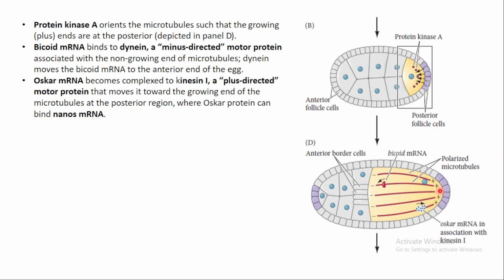This is a very brief, short overview of localization or generation of polarity in the Drosophila egg. I hope it's clear to the students what Oscar protein and Oscar mRNA are, and how it localizes to the posterior end. Is it clear to the students? Just let me know with a yes or no.